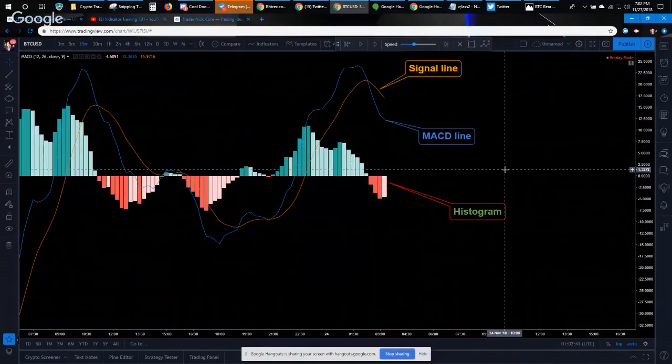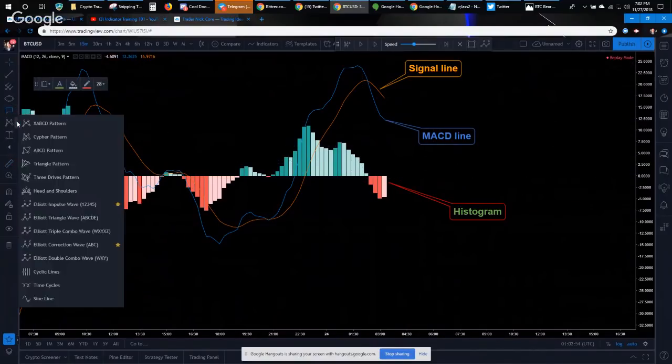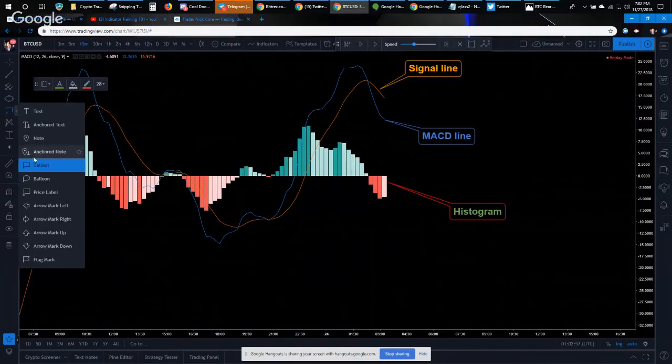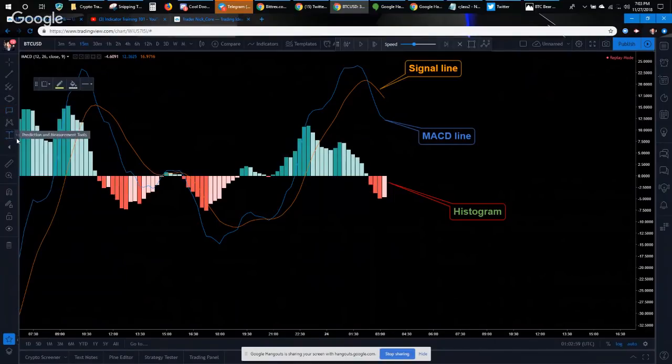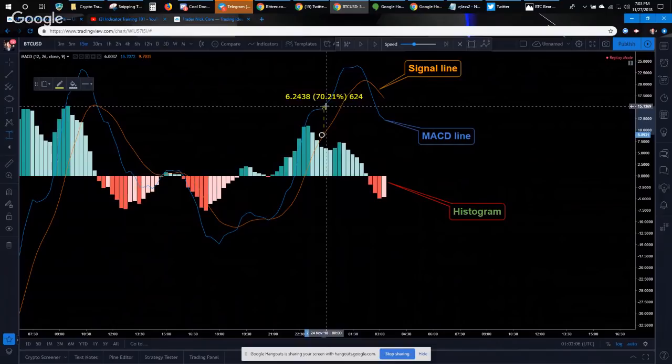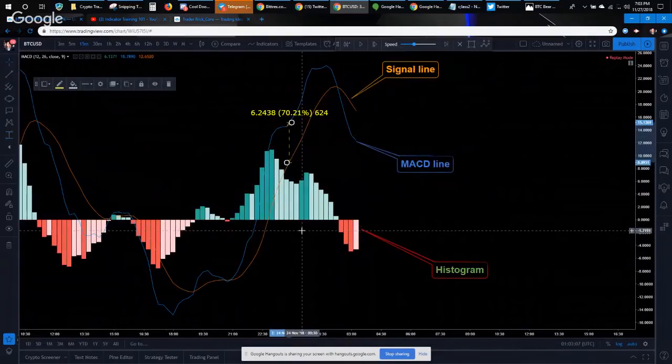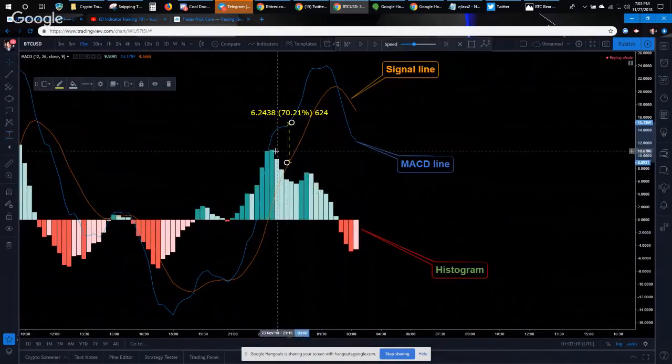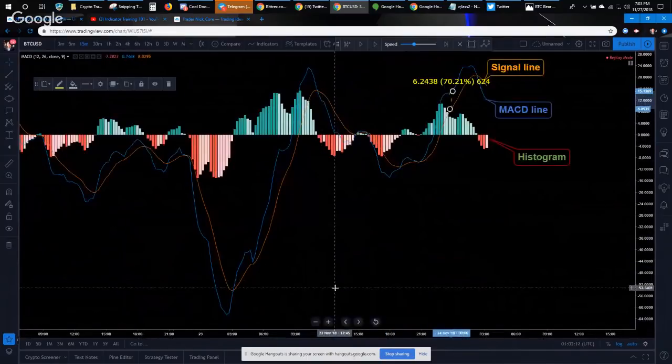Makes sense? Simple enough. Traders use the MACD histogram to identify when bullish or bearish momentum is high. What I mean by that is as this gap gets further and further away, whoops, clicking the wrong one here. So as the signal line gets further away from the MACD line, these little histogram bars spike up higher.